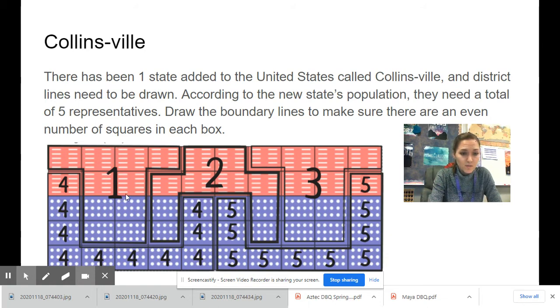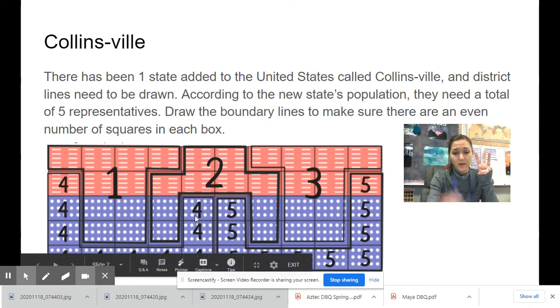So District 1, majority of people are Republican. They're going to vote for the Republican Party. District 2, majority of people are Republican. They're going to vote for the Republican Party. So we have 2 for the Republicans. District 3, majority Republican, going to vote Republican. All right, District 4, majority Democrat. They're going to vote Democrat, so Democrats have 1, Republicans have 3. District 5, majority Democrat, so they're also going to vote Democrat.